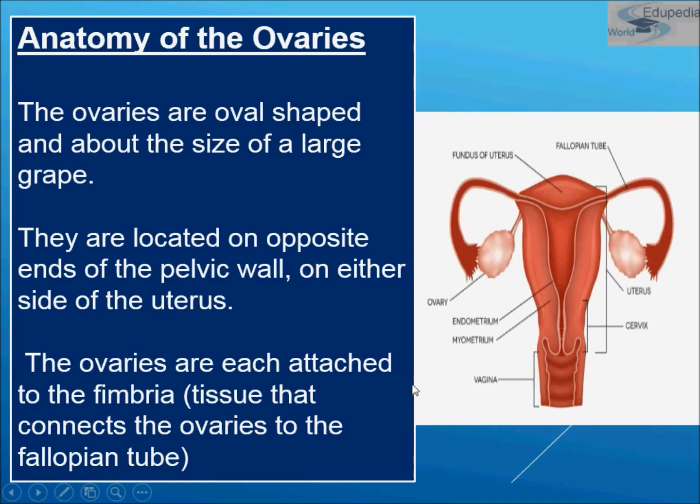The ovaries are each attached to the fimbriae. Fimbriae is a tissue that connects the ovary to the fallopian tube. See, this is the fimbriae, okay, and this is the fallopian tube. Fimbriae is a tissue that connects the ovary to the fallopian tube. These are also the fimbriae, you can say. Okay.